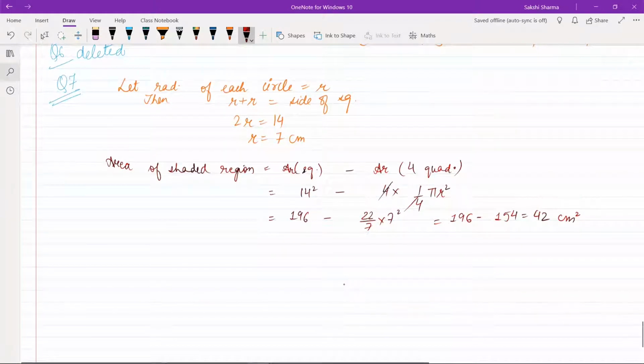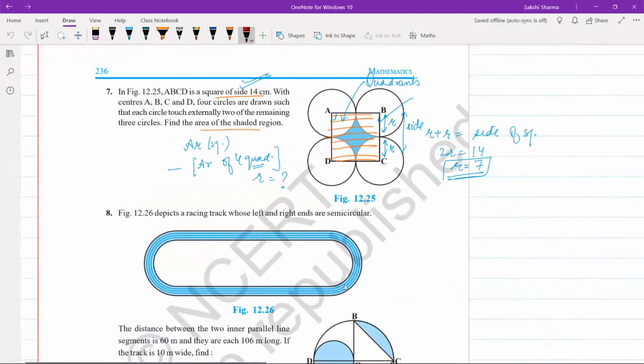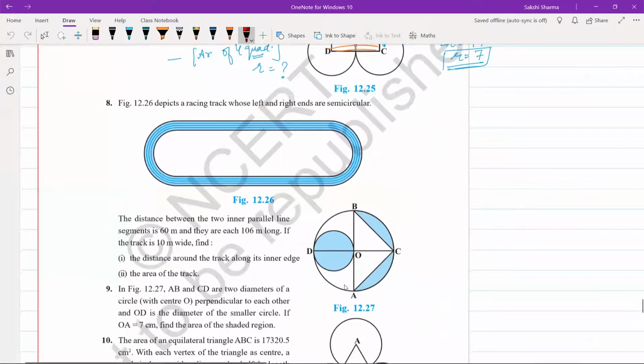Okay. This is a very simple question compared to the one we are going to do now. Question number 8, very important question. This figure depicts a racing track. The figure given here is showing you a racing track. And they have described how it has been shown.